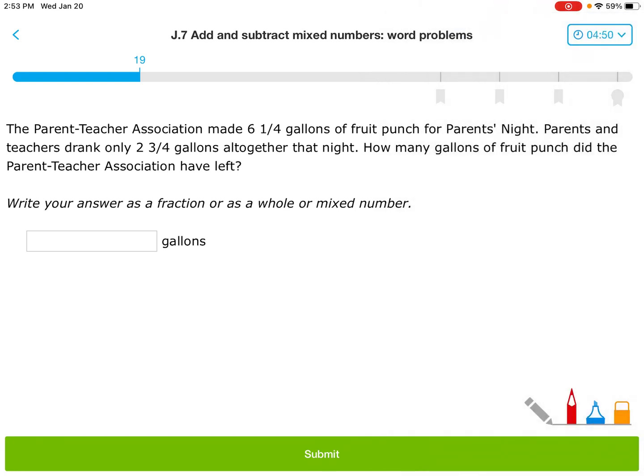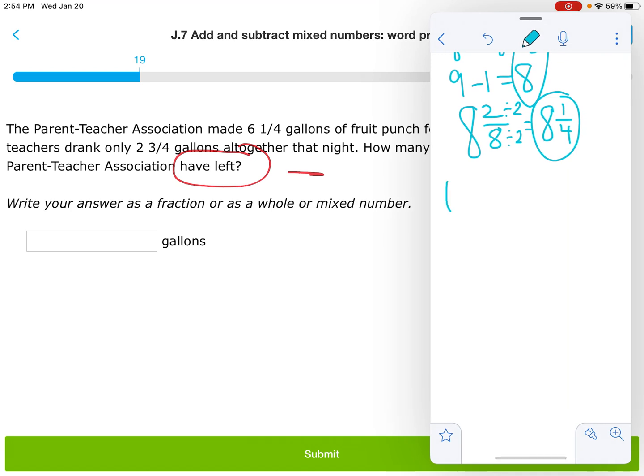Awesome. Let's do one more. Parent-Teacher Association makes 6 1/4 gallons of fruit punch for Parents' Night. Parents and teachers drank only 2 3/4 gallons altogether that night. How many gallons of fruit punch did the Parent-Teacher Association have left? Alright, that word have left, what's it tell us? Are we adding or subtracting? Alright, we are subtracting.